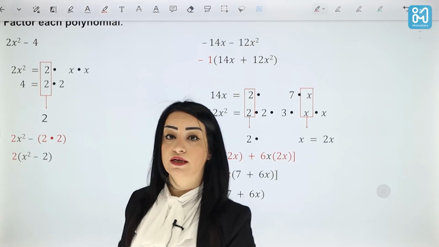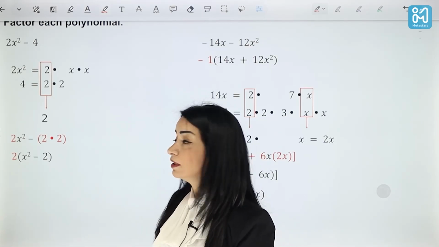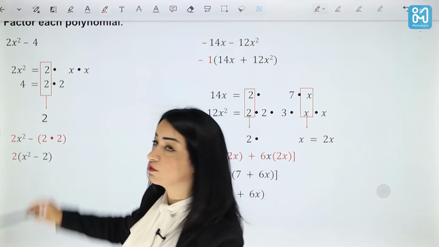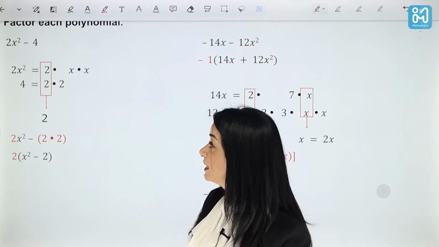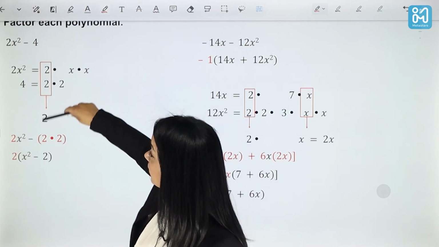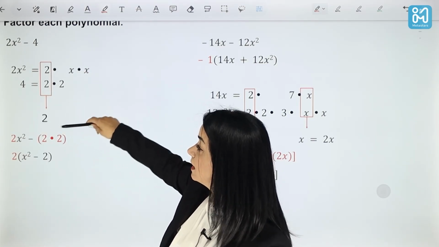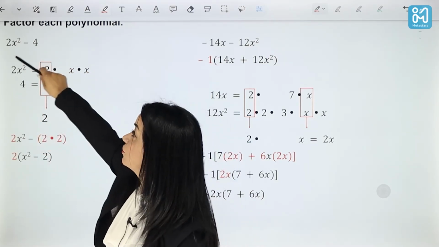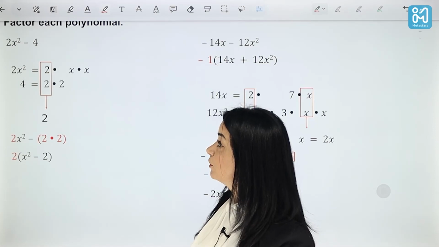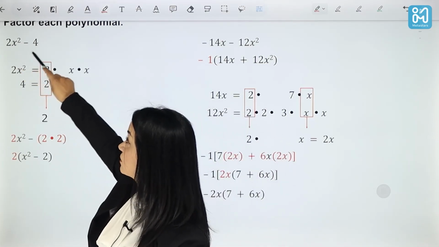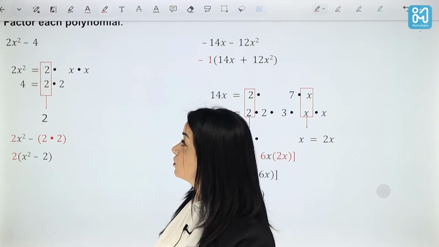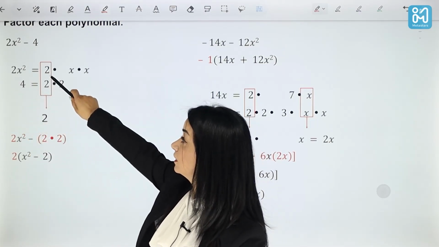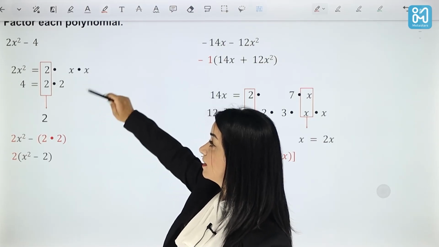2x squared minus 4. To factor the polynomial, I always need to write it in a simple form. Then I need to take the shared common factor, or we can call it the GCF, between the two terms that I have. In this polynomial, I have two terms, 2x squared and 4. So 2x squared, if I need to write it, represents what? It's 2 times x times x.